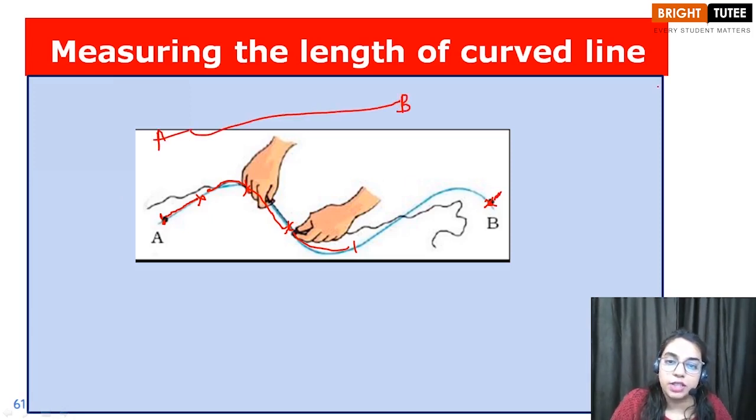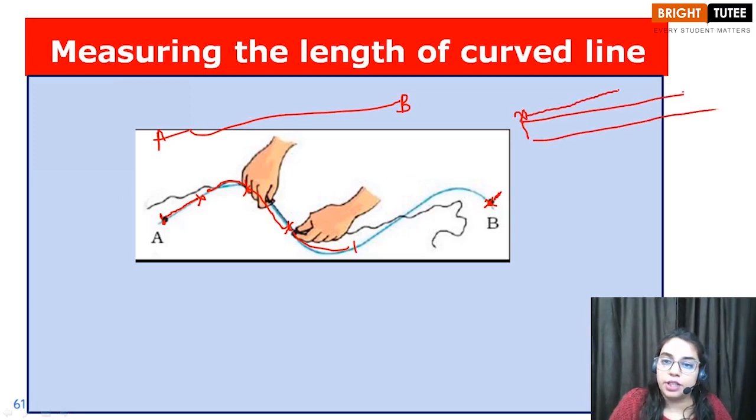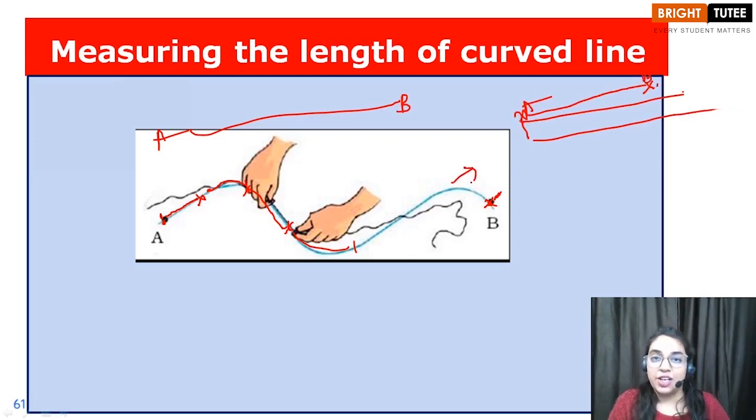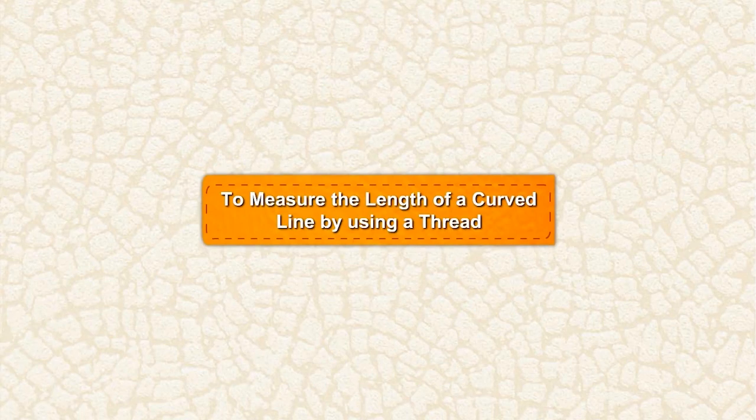Then we stretched it out along a meter scale. We stretched it and measured its length, and this length AB turned out to be the length of the curved string or curved line. So children, you saw how interesting and easy this activity was, to measure the length of a curved line by using a thread.